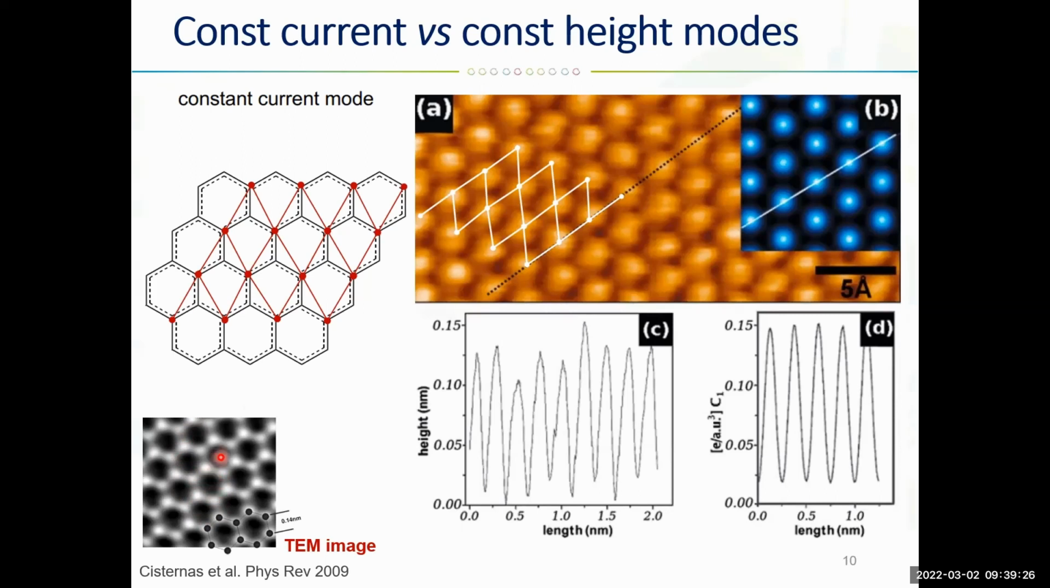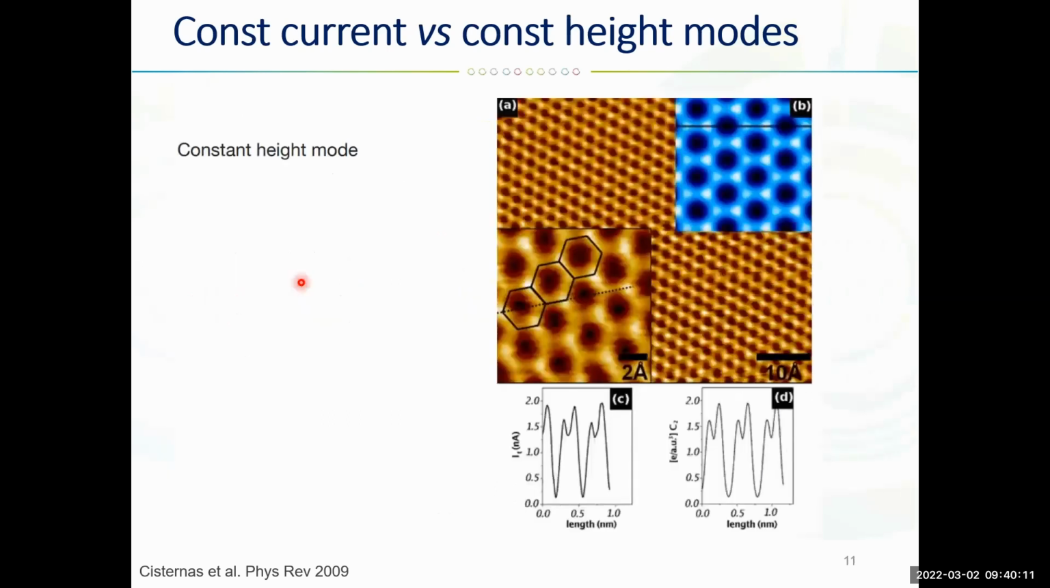So among all the 6 carbons in the ring, only 3 atoms can be imaged under constant current mode, because these 3 carbons give much higher tunneling current, because they have a bit higher local density of states, and this effect is called giant corrugation, or enormous apparent height of atoms. So this is just the local differences between these atoms in comparison with others. So this is the constant current mode, and let's go to constant height mode.